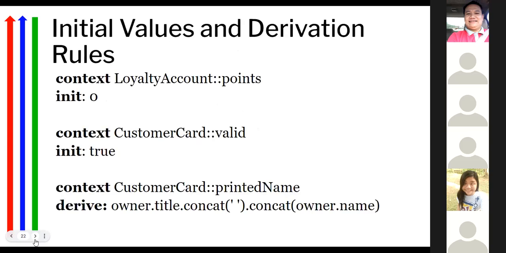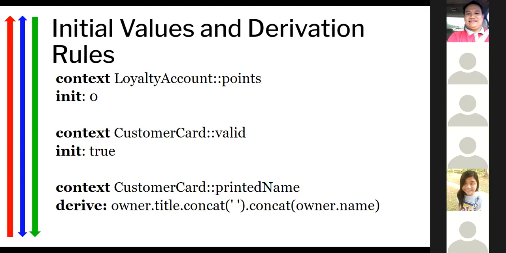Okay. So, for this system to work, kailangan natin mag-assign ng initial values and derivation rules. So, when we say initial values, yun yung kailangan na magsimula siya. So, for example, for the initial value, pag nag-enroll yung isang participant or isang prospective member, meron siyang initial value na 0 points. And then, ang magiging result naman nun or magiging derivation is mag-equal siya sa true. Ibig sabihin, may customer card na siya.